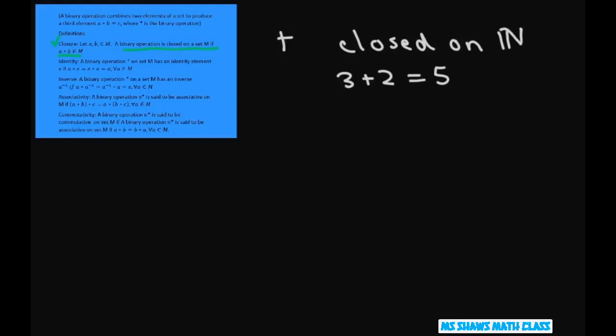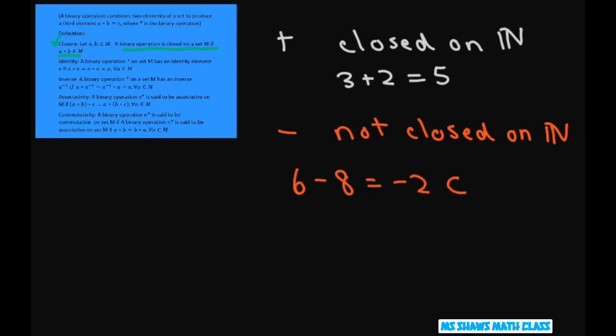So if you have 3 plus 2, you're always going to get another natural number. Okay, so the binary operation subtraction is not closed on N, on the set of natural numbers, because subtraction of two natural numbers could produce a negative number which doesn't belong to the natural numbers. For example, 6 minus 8 equals negative 2, and negative 2 does not belong to the natural numbers. So that's what closed means. When you perform the operation, it has to still be in that set.